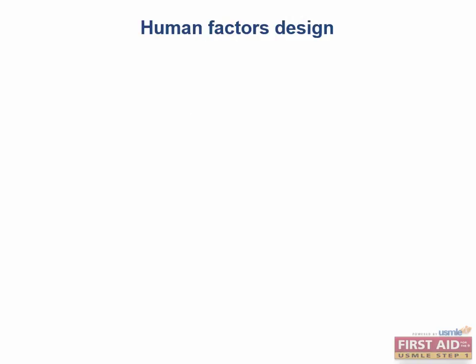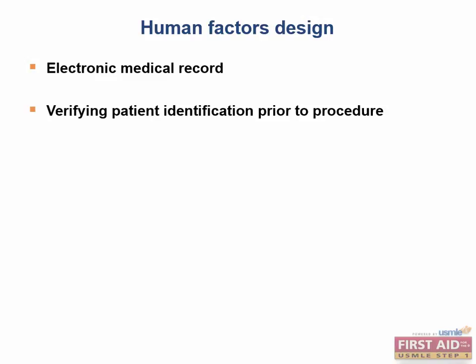Building on the concept of safety culture is human factors design. This is one way of limiting human error by designing systems that simplify and standardize protocol. Some examples of this are consolidating medical records electronically or verifying identification with patients prior to surgery. Another popular intervention is having standardized checklists for clinicians. This was made popular in part by Atul Gawande, who wrote the book The Checklist Manifesto.